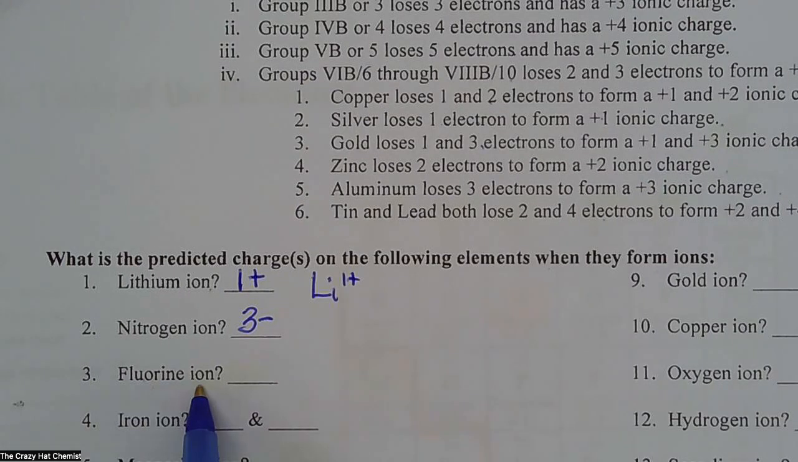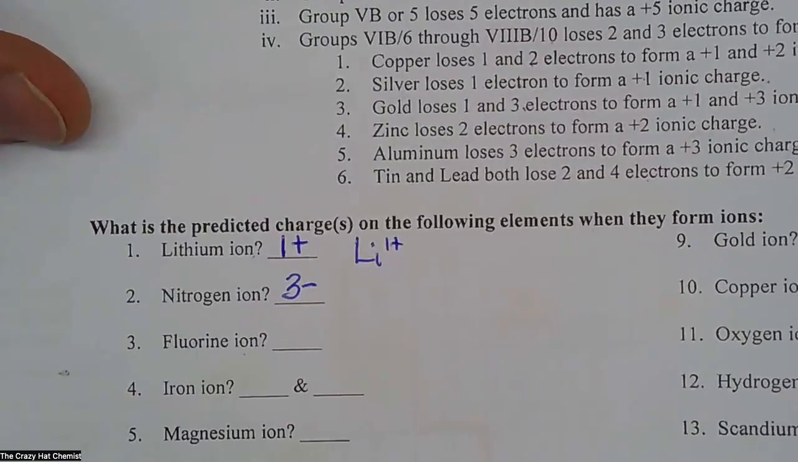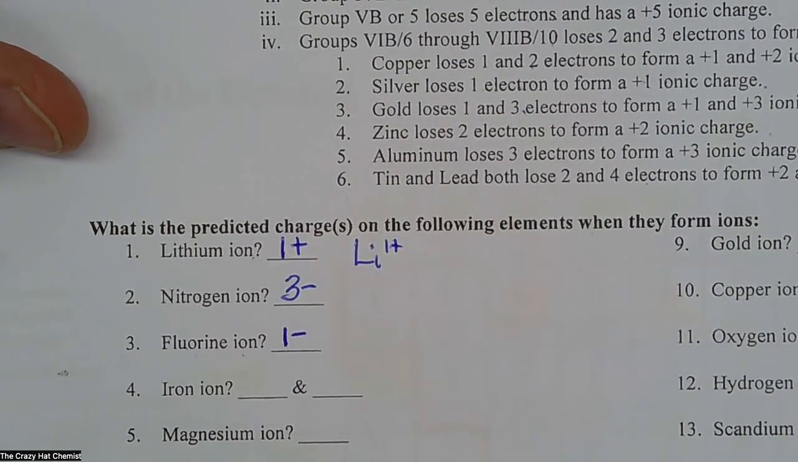Then number 3 is fluoride ion. Well, where is fluoride? Here is fluoride. This is fluorine that forms a fluoride ion, and that is in the halogen group. It's a -1 charge. So let's write down that charge for the fluoride ion. That's a -1.